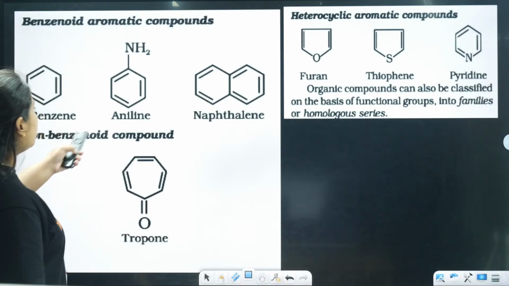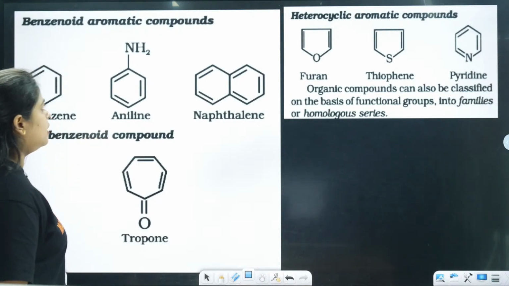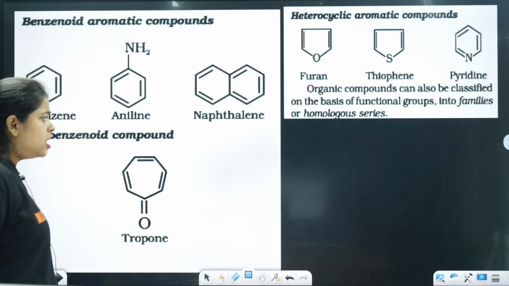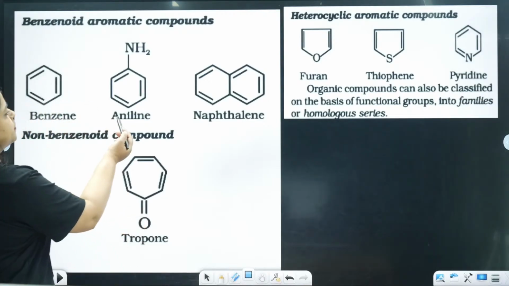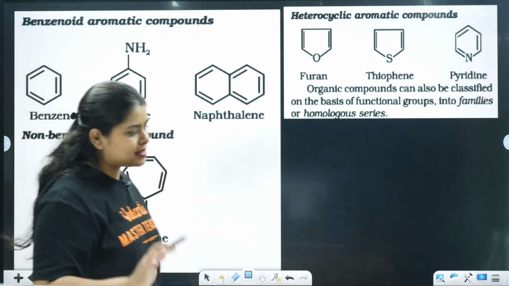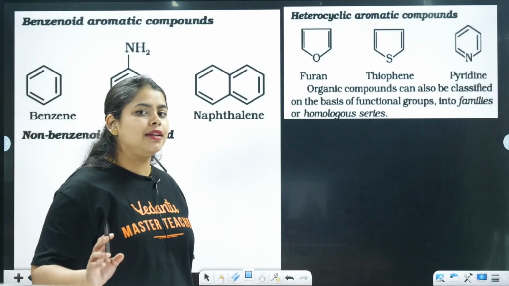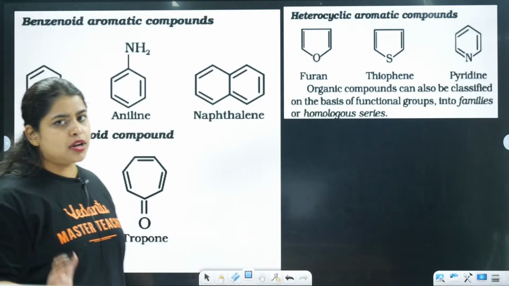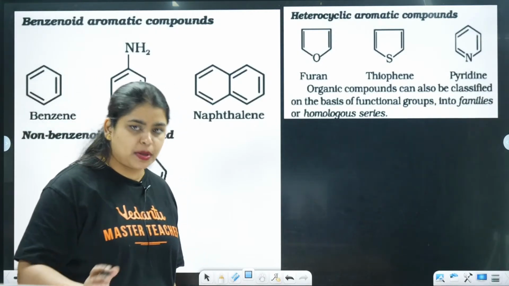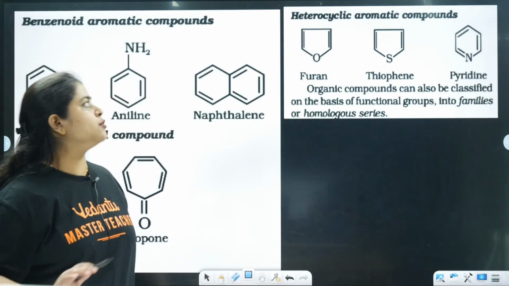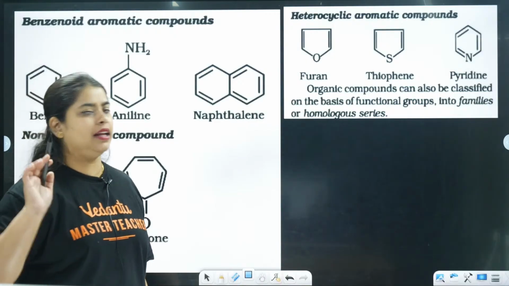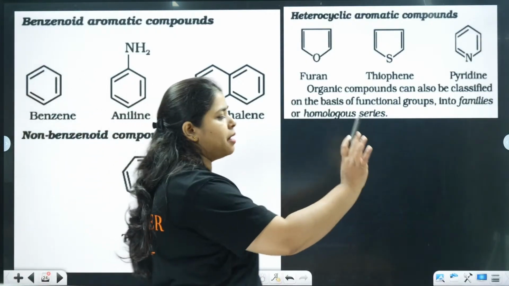Okay, and here aniline we can give as a simple example. Next example we can give is naphthalene. These are simple examples where carbons are present, but other elements, the heteroatoms, are also present and joined in the ring. Those are called what? Heterocyclic aromatic compounds. Here are a few examples.